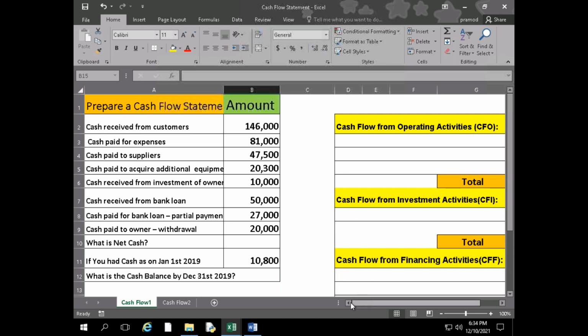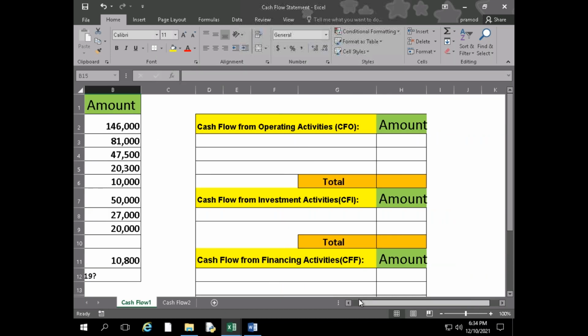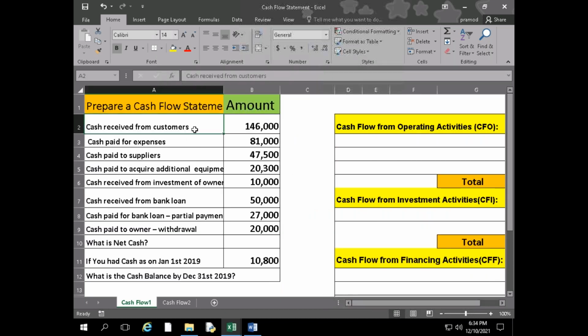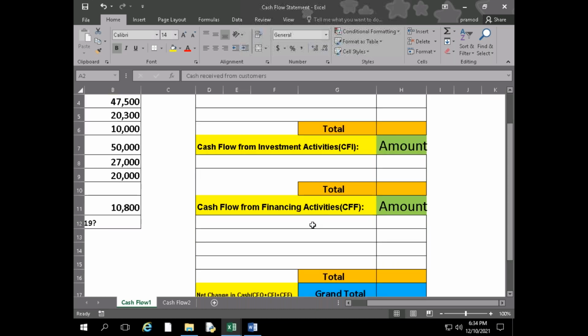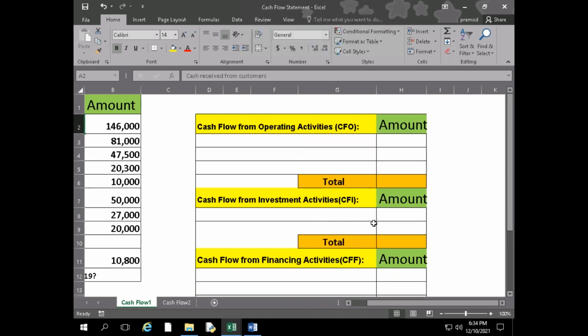So here, in the beginning, we did cash received from the customer. So here CFO, CFI, CFF. CFO is nothing but cash flow from operating activities. CFI is nothing but cash flow from investment activities. CFF is nothing but cash flow from financial activities. Operating activities is whatever you have: operating expenditures and the sales and the purchase, total receivables, payables, whatever it comes, it should be under CFO.